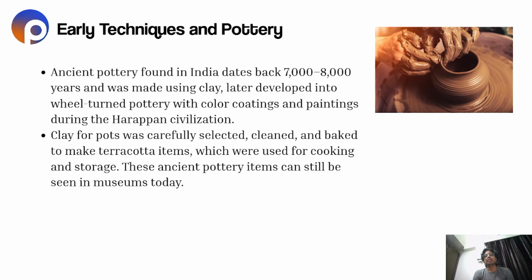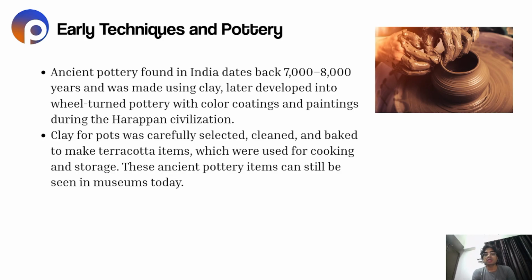Now, early techniques and pottery. Ancient pottery found in India dates back 7,000 to 8,000 years and was made using clay, later developed into wheel turned pottery with color coatings and paintings during the Harappan civilization. So in the earlier times, like 7 to 8,000 years back, clay was used to make pottery, which later developed into wheel turned pottery, and they also decorated it with color coatings and paintings during the Harappan civilization.